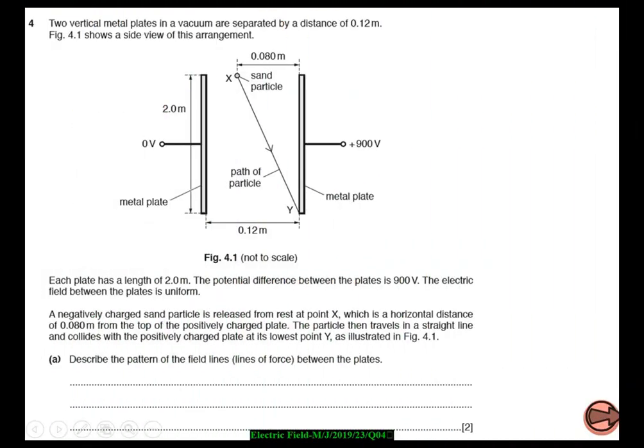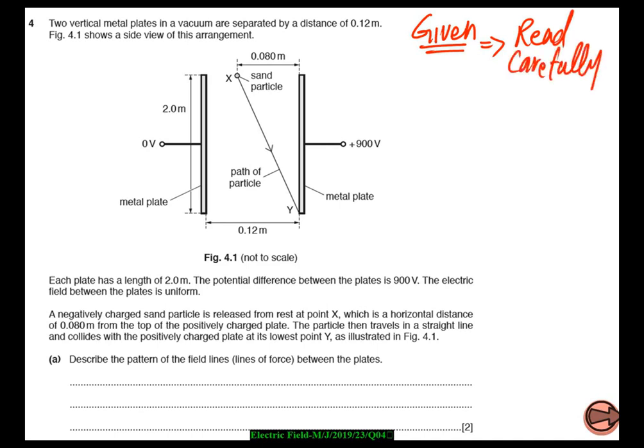First of all, we have to figure out in this question what is given to us. How can we find that out? We simply need to read the question carefully to find out what is given. The second thing we need to do is also figure out what we need to find, which means what we need to answer. So first, we have to read the question carefully.